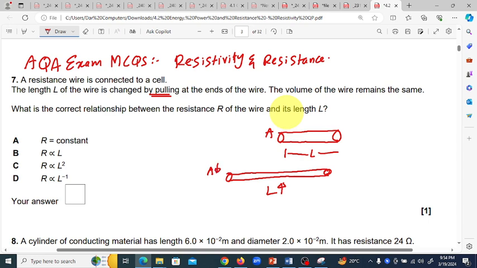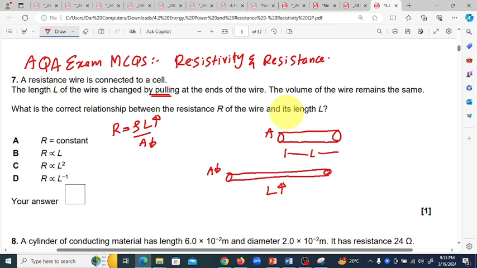So we need to find the correct relationship between R and L. We use the equation first: R is equal to rho L over A. This is the required equation. Now if we use this equation directly, it will give us the wrong answer, because we know that if length increases, the area is going to reduce. So we can't predict the correct relationship with only L.